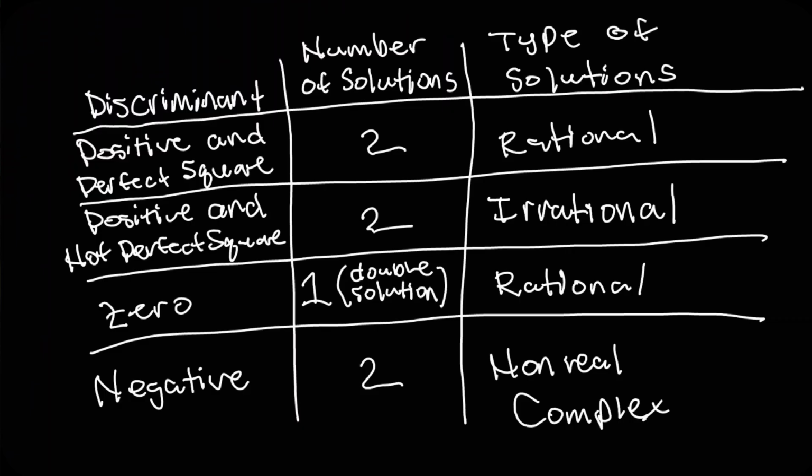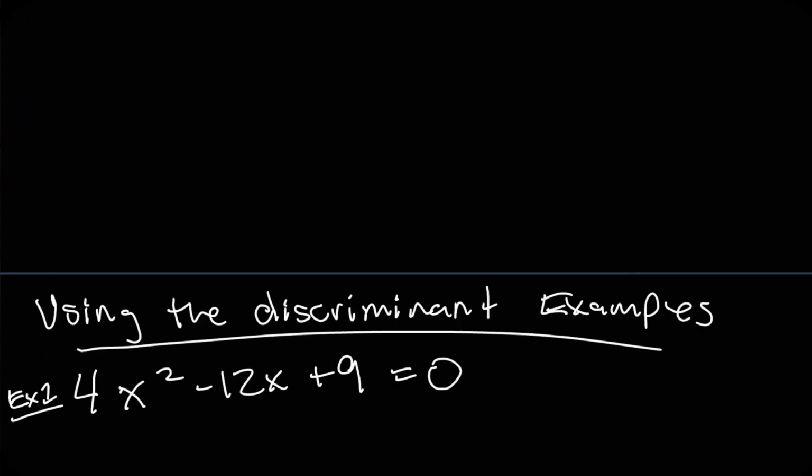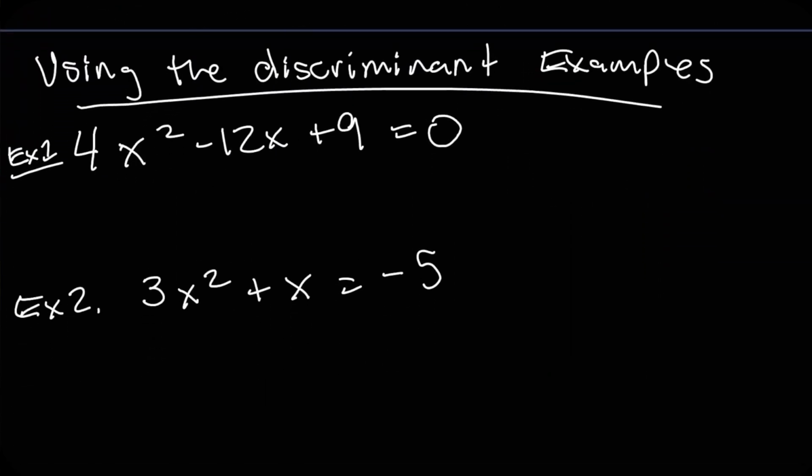So if your discriminant is positive and it's also a perfect square, you're going to have two solutions and it's going to be a rational solution. If it's positive and it's not a perfect square, you'll still have two solutions, but they will be irrational. And then our last two cases, if it's 0, you'll have one double solution and it'll be rational. And if your discriminant is negative, you'll have two solutions and they'll be non-real complex solutions. So using the discriminant, let's look at some examples here.